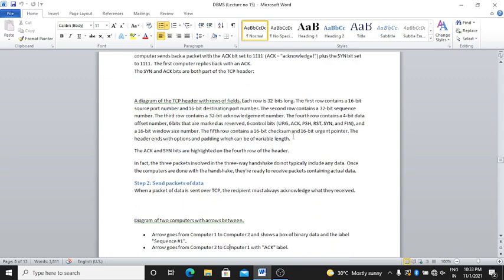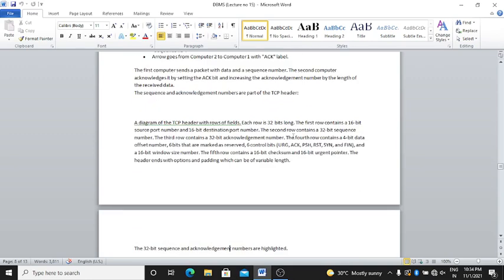In fact, the three packets involved in the three-way handshake do not typically include any data. Once the computers are done with the handshake, they are ready to send and receive packets containing actual data. Step 2 is send packets of data. When a packet of data is sent over TCP, the recipient must always acknowledge what they received.